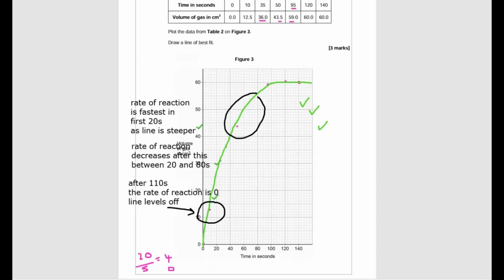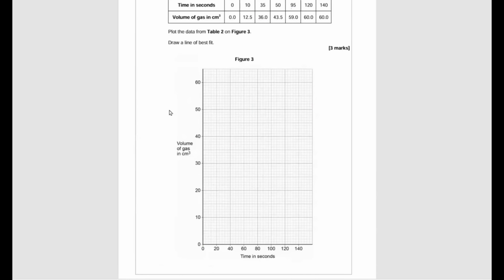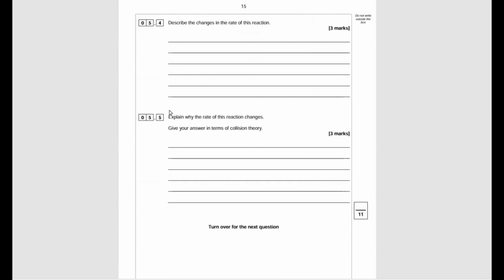And you don't have to explain why. Maybe that's the next question. Let's go down and see what the next question is. Oh, my good gosh. Explain why the rate of this reaction changes. Give your answer in terms of collision theory. So why was it high at first and then lower afterwards?